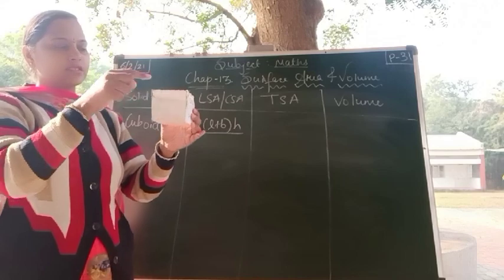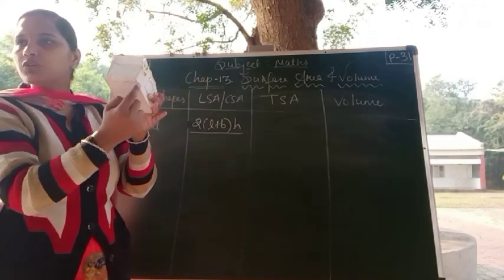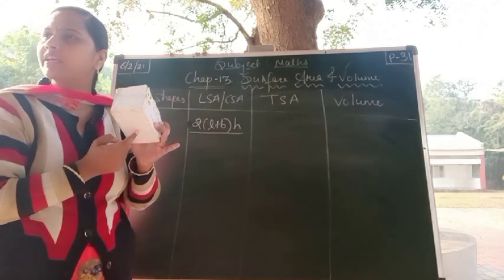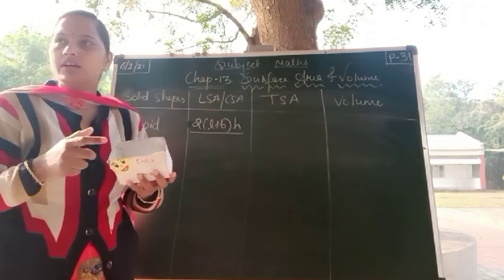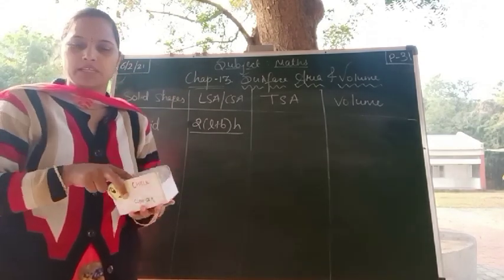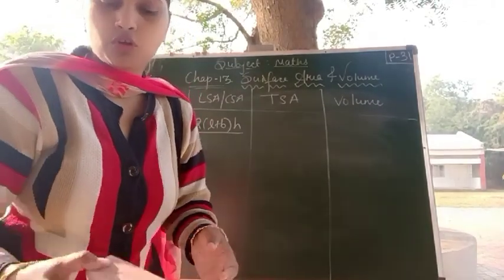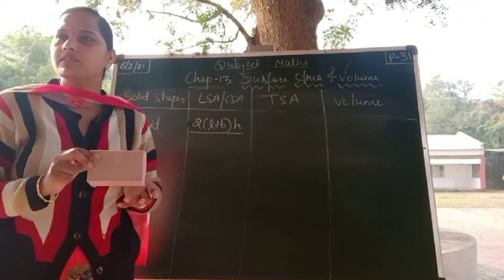Now next is bottom. Length into breadth. Length and breadth is there. Bottom surface has area length into breadth. Here length into breadth. It is not closed, it is open. But if I consider the closed one like this, if I am considering the closed one.